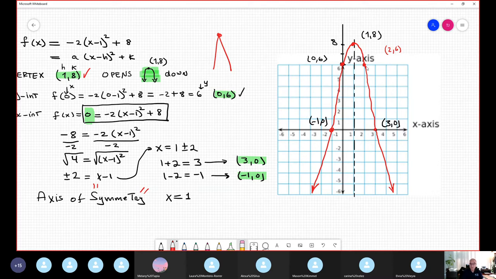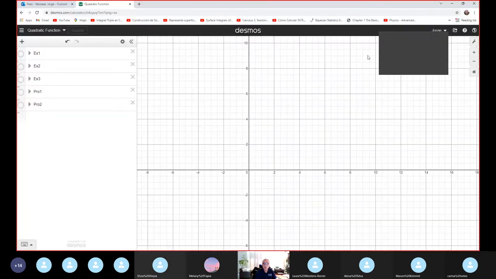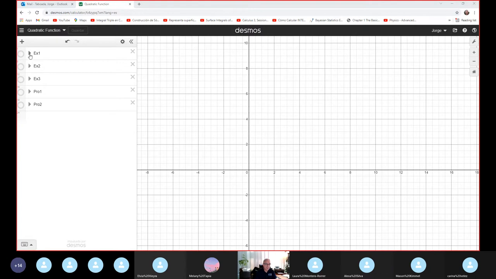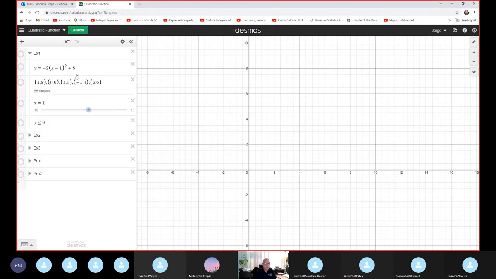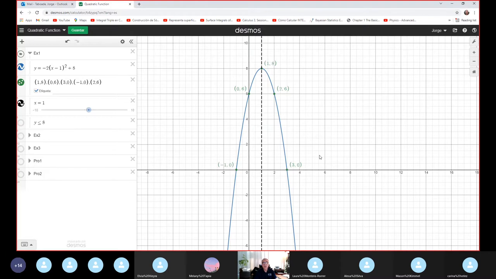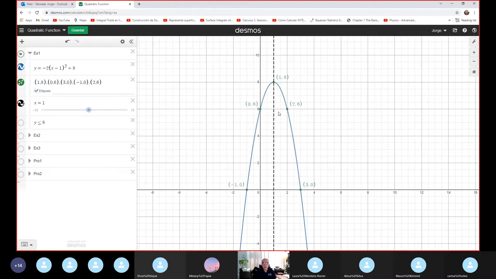Nice, no problem. All right, let me try. Sweet. Quadratic function. Now Desmos for you. Do you see Desmos? Yes, sir. Okay, look, this is example one. It's exactly the same. I type in the equation, I type in the extra point, I type in the axis of symmetry. Let me complete the picture. There you go: the vertex, the y intercept, the extra additional point using common sense and symmetry, and the x intercepts. End of story. Any question?